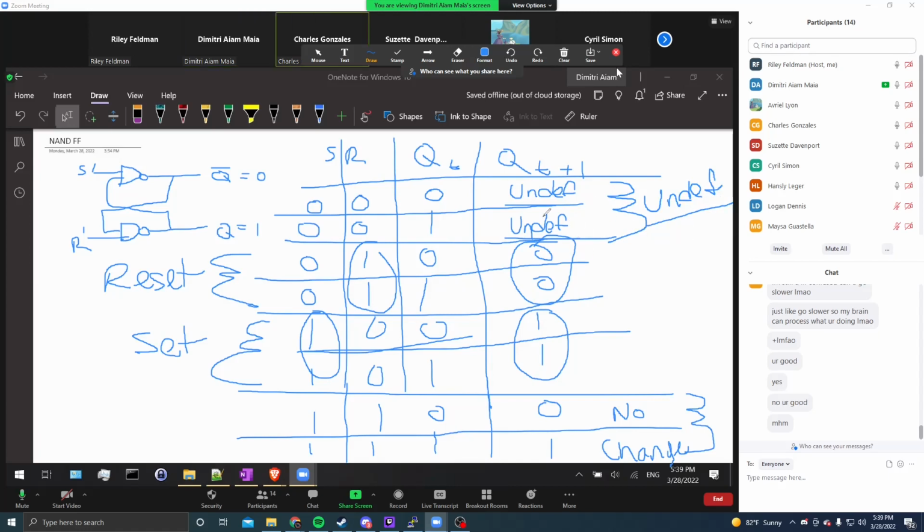So this is our characteristic table. Once you put in these inputs, it changes your evaluation. 0 is reset, only in the case of that 1. I mean, these two don't really matter down here. The reason why we put undefined and no change is because we get rid of those values to make the D flip-flop.